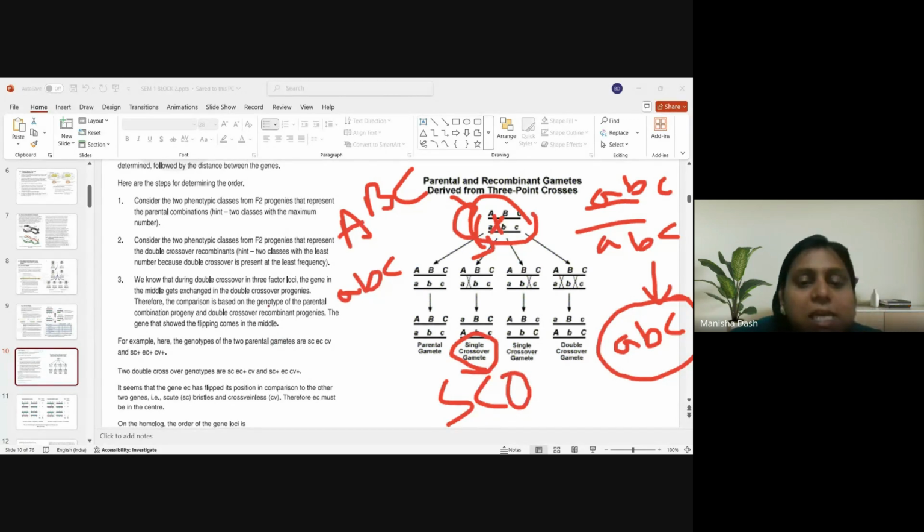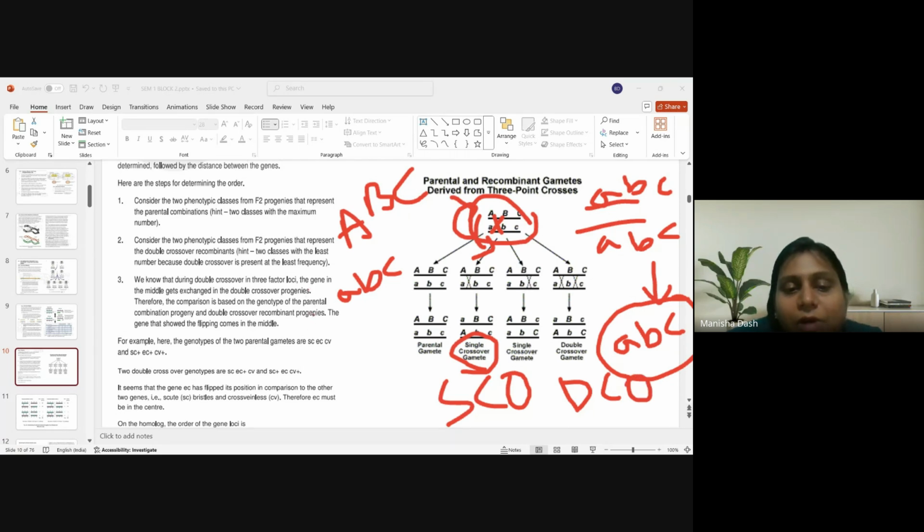Similarly, there could be a single crossover between genes B and C. If there is a crossing over between B and C, what kind of gametes will you get? Capital A B small c, and small a b capital C. This is again a product of another crossover. The last possibility is a crossover involving both regions, meaning 2 crossovers occur simultaneously, where there is a crossing over between A and B and also between B and C. This is what is called a double crossover product, or DCO.